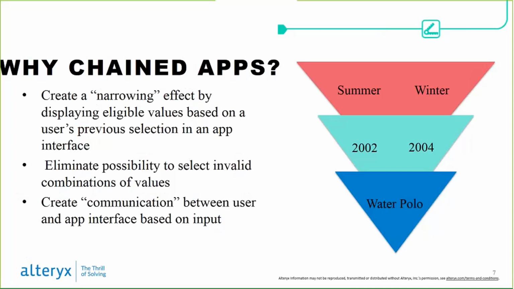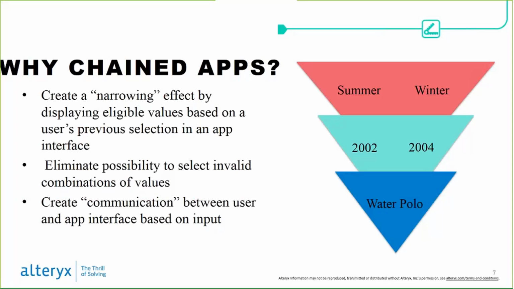And really, the reason that we would create a chained app that I can justify in my own mind is to create this narrowing effect. It's essentially a filter: as a user progresses through an app interface, they receive options or feedback from a workflow that is eligible and specific to a selection they made in a previous interface selection. So it's like creating dependencies.